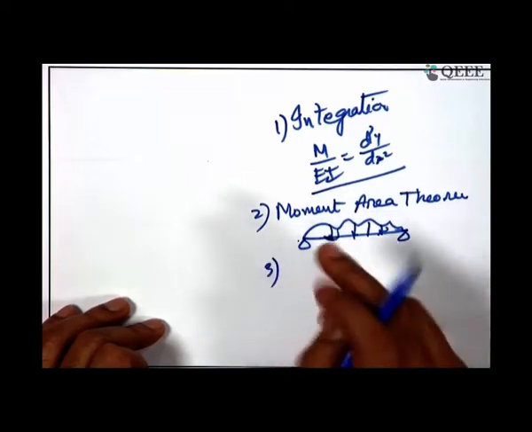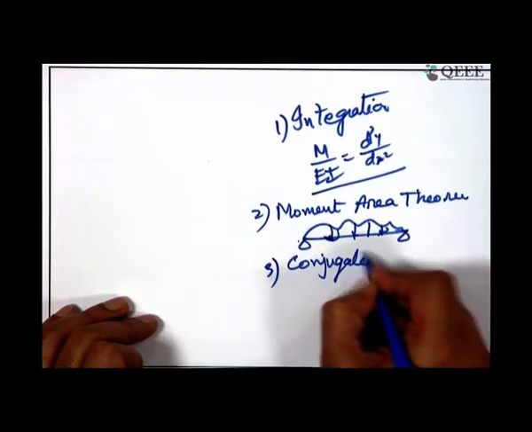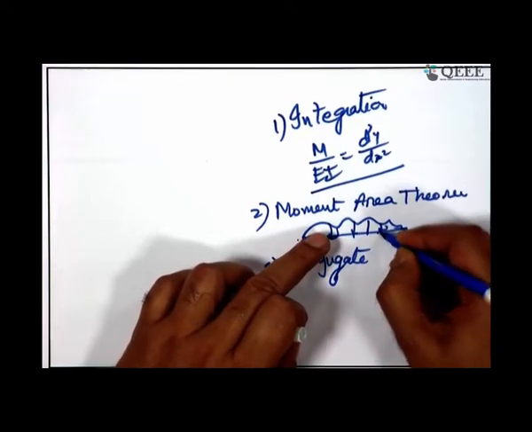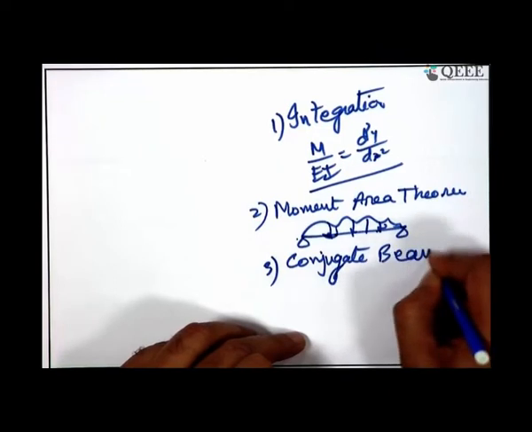And the conjugate beam method will be another. The conjugate beam method will relieve us from the relativistic approach of the moment area theorem, where the displacement of one point is dependent upon the reference of another point. The conjugate beam method will relieve us from that.